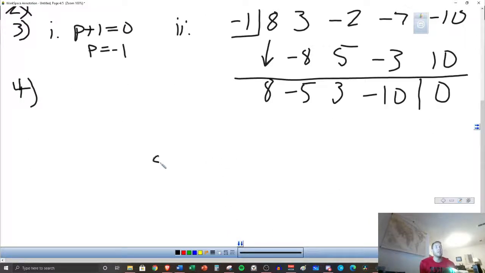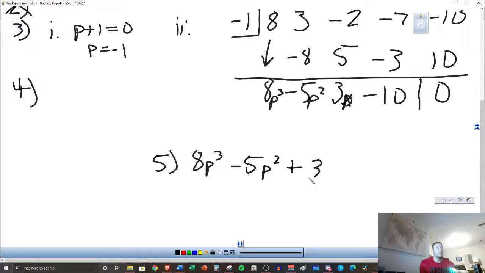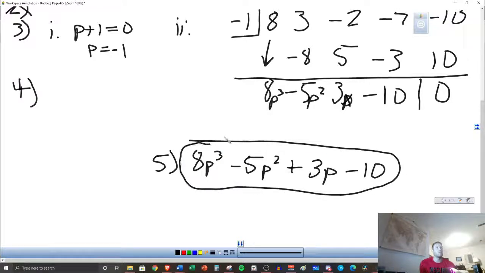So now we go to step 5, which is to write it out. We start with the highest power, which in this case is p squared, p cubed. So we write this out: 8p cubed minus 5p squared. You always keep the symbols as well. If it's positive, you put positive 3p minus 10. There is no remainder, so I'm done. This is going to be my answer for this.